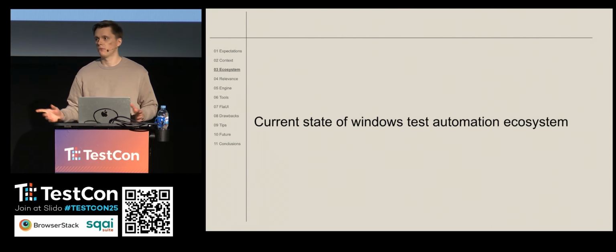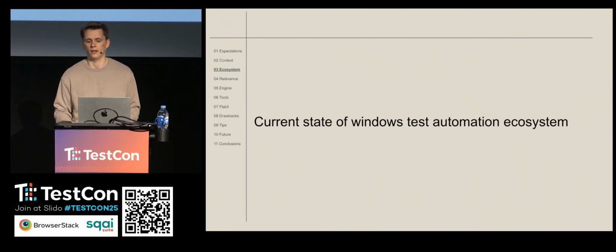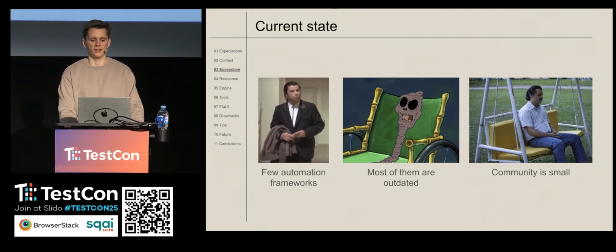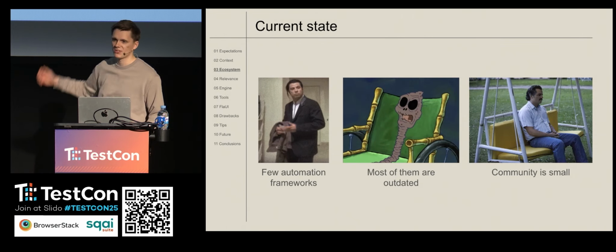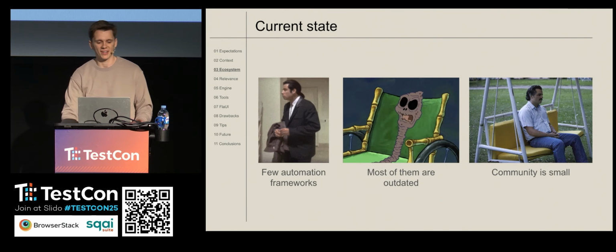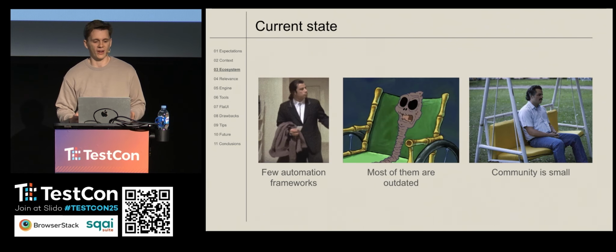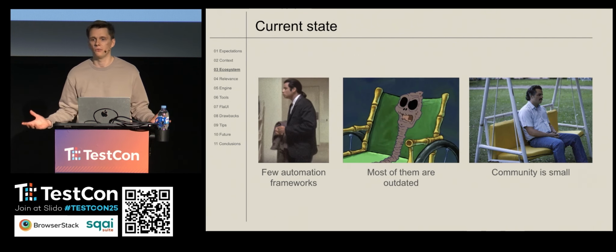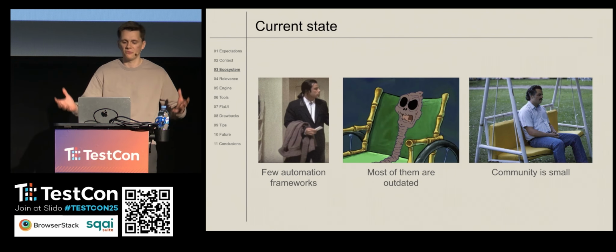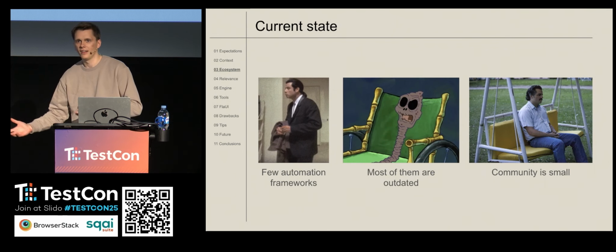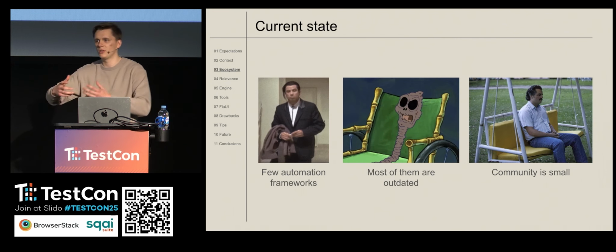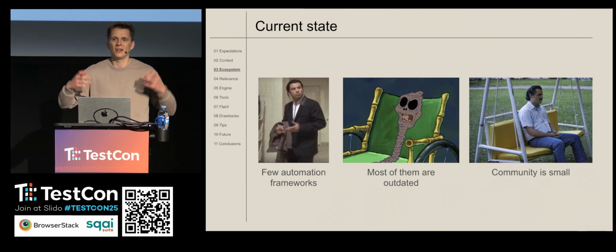So let's first analyze how the current ecosystem looks for Windows automation. Those three memes represent this state really well, because when you are trying to automate your apps, you see that there are not that many frameworks. And out of those frameworks, they are also outdated. And if you want to get some help, the community is quite small and literature is really limited.